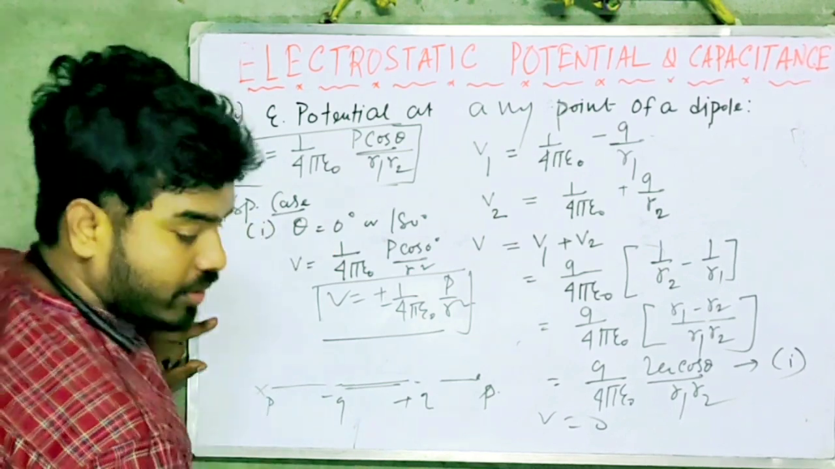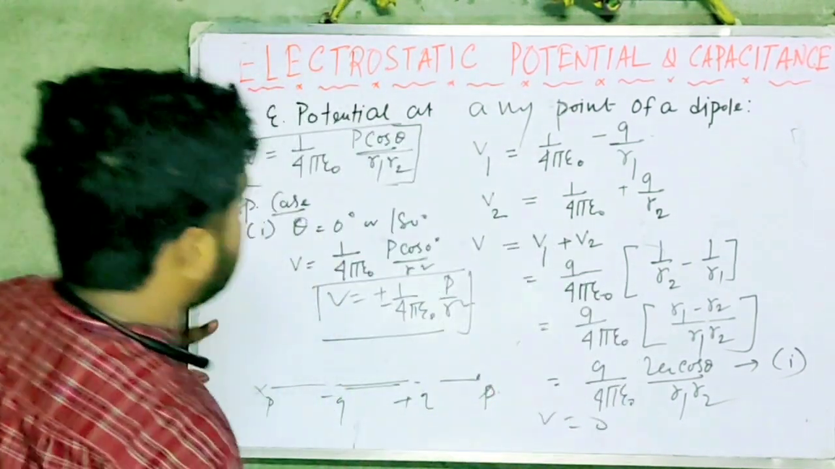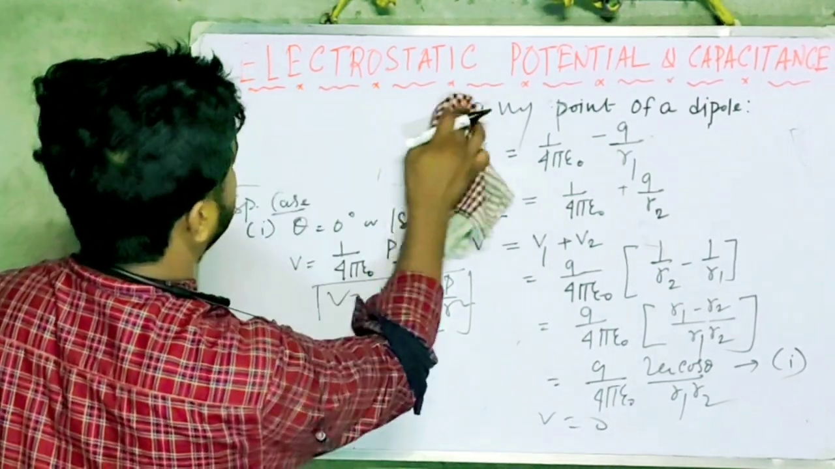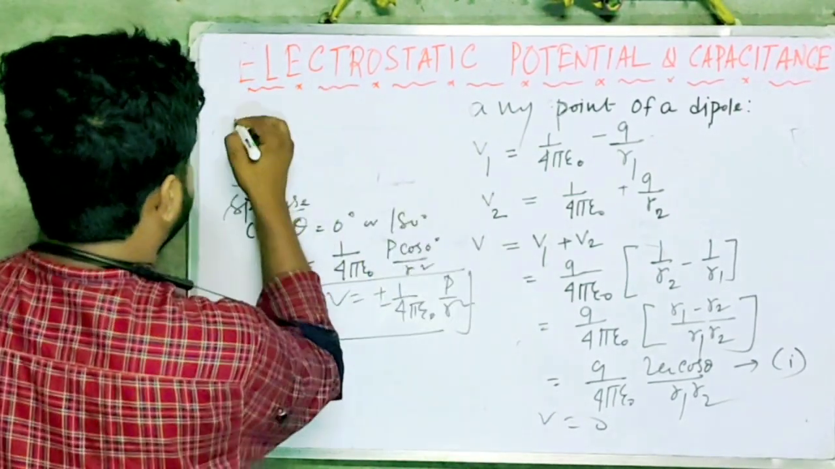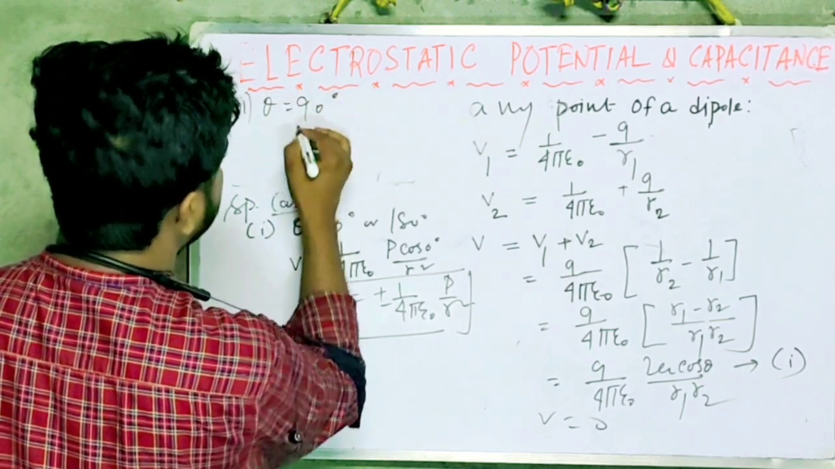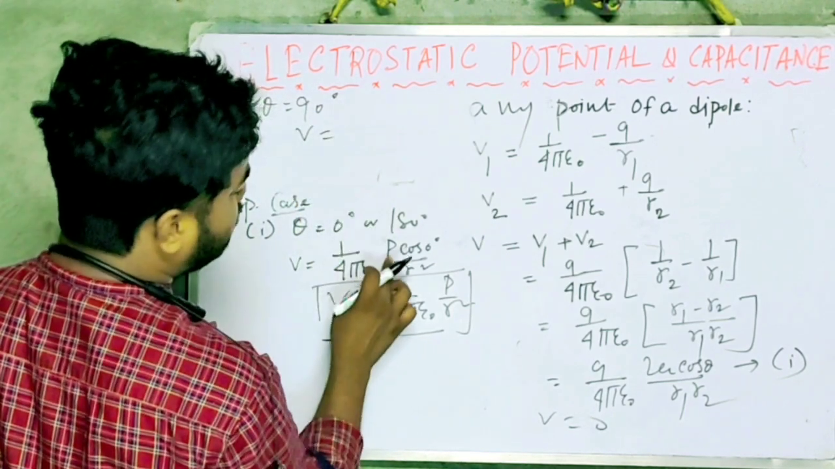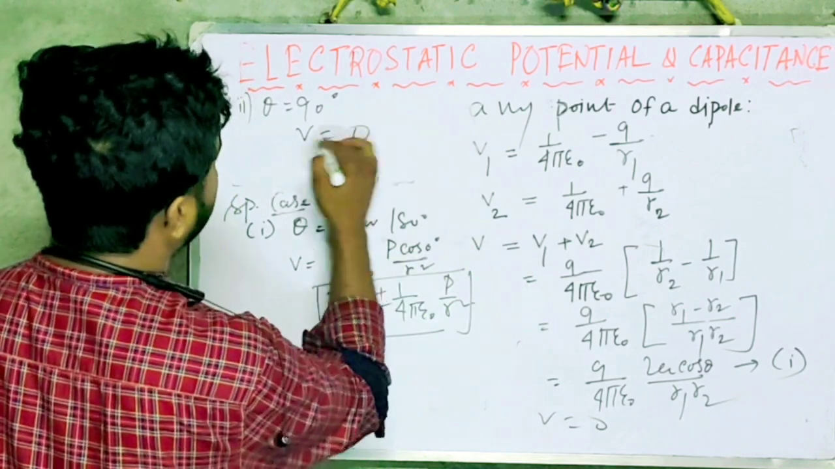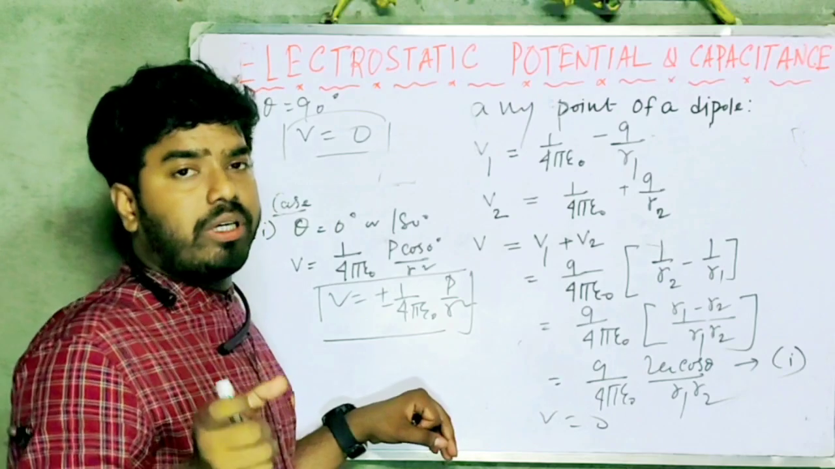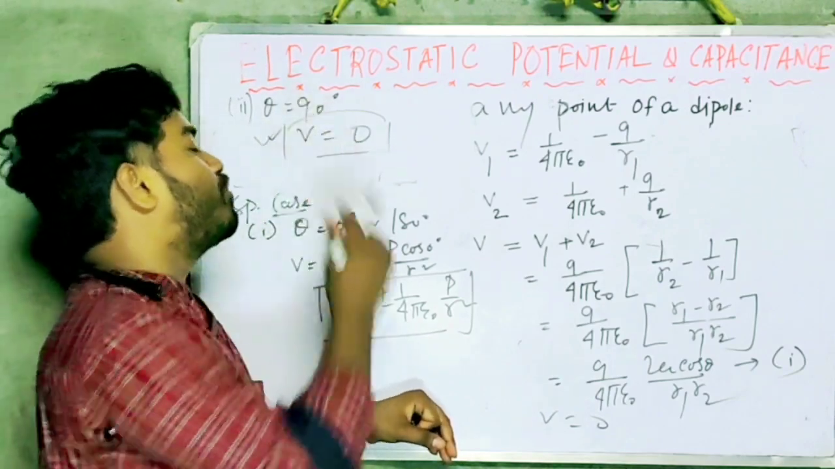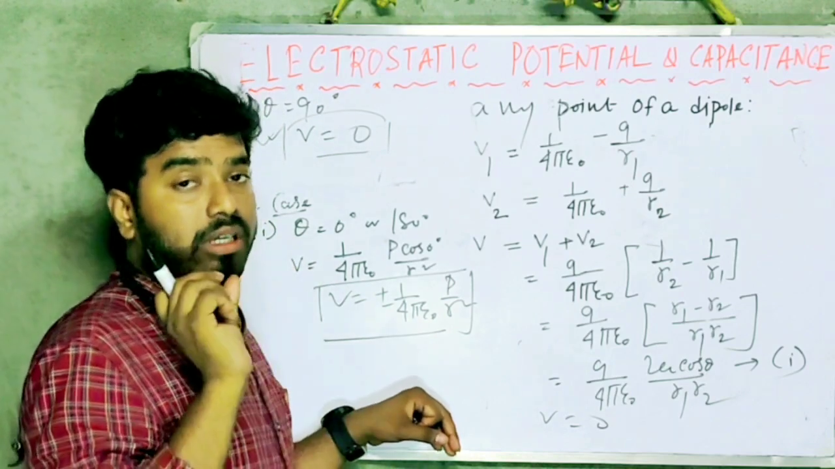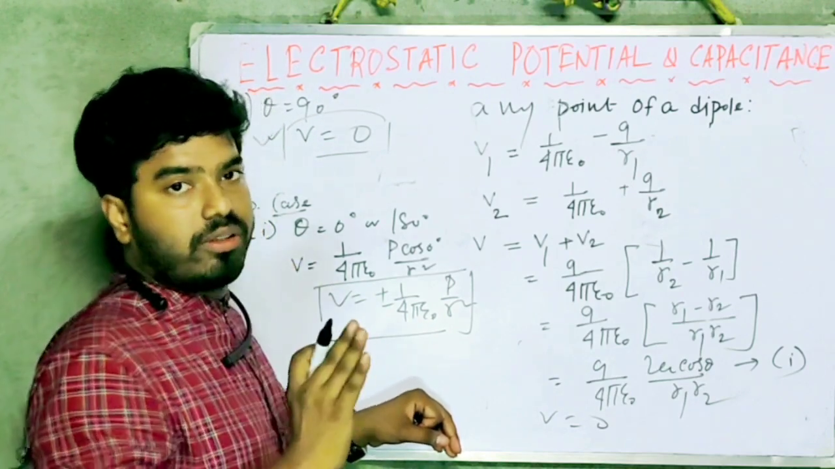Now case 2 is, if we consider theta is equal to 90 degree, then expression is 1 by 4 pi epsilon P cos 90, 0, then final form is 0. And we know that we calculate it at equatorial point, the electric potential result is 0. But here at equatorial point, electric field not 0.